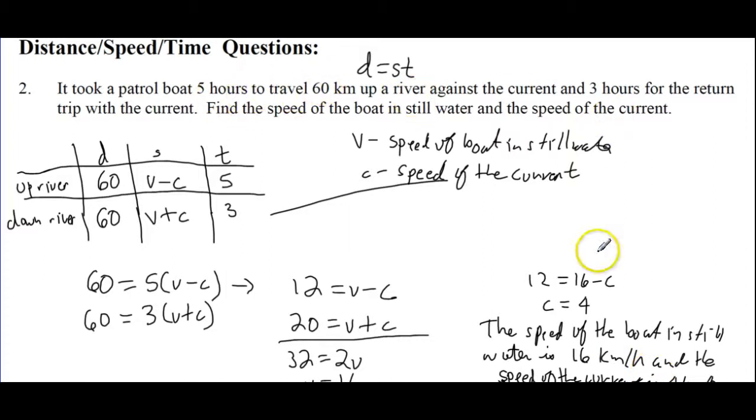And 3 hours for the return trip. Well, if I'm saying the speed is 16 and the current is 4, then together that's 20, and 20 times 3 gives you 60, right? 20 kilometers an hour times 3 hours. So, works.